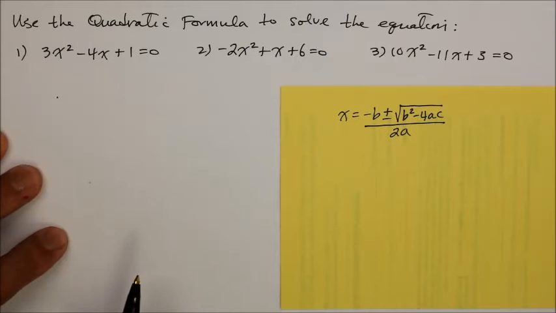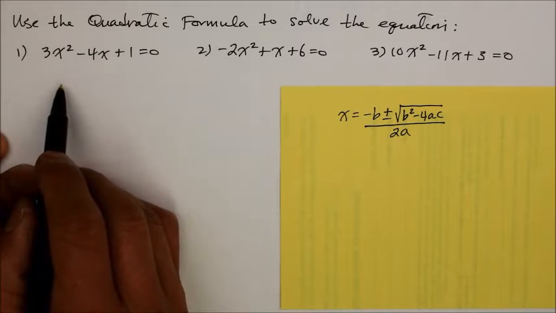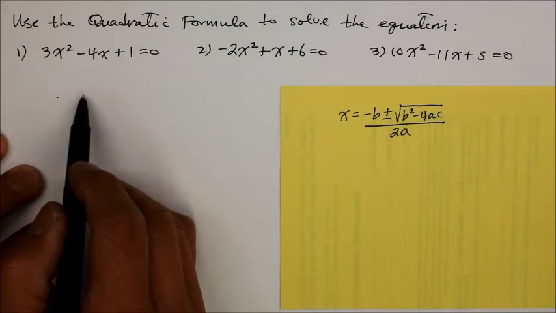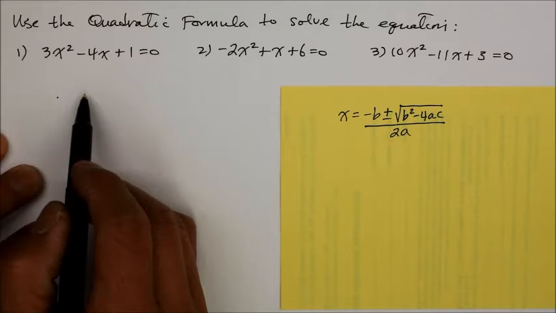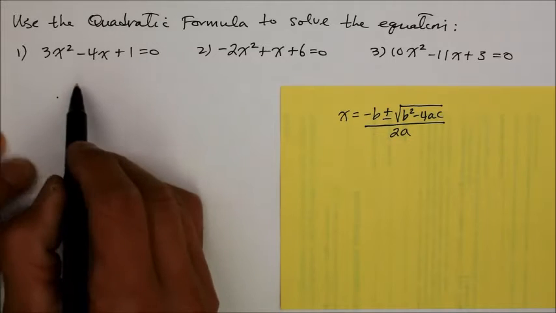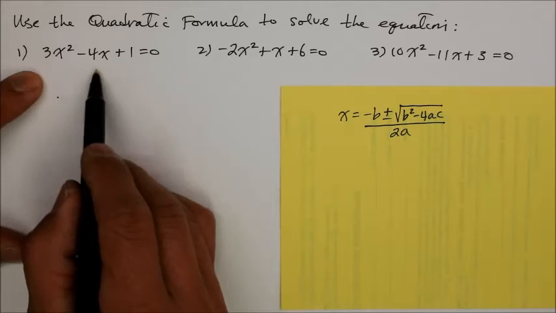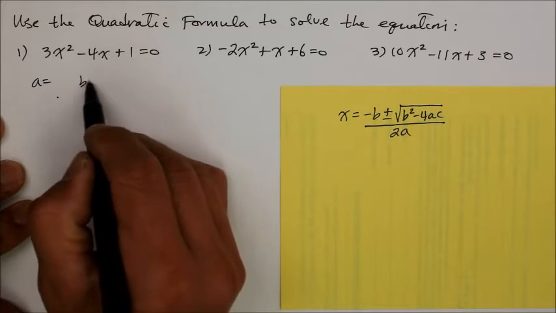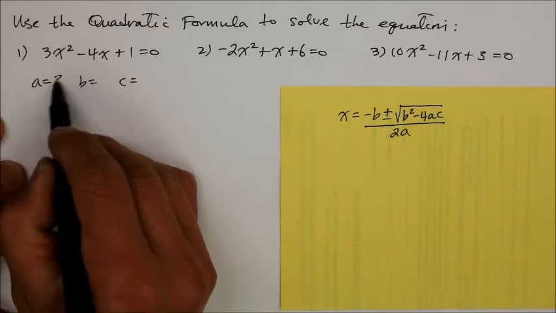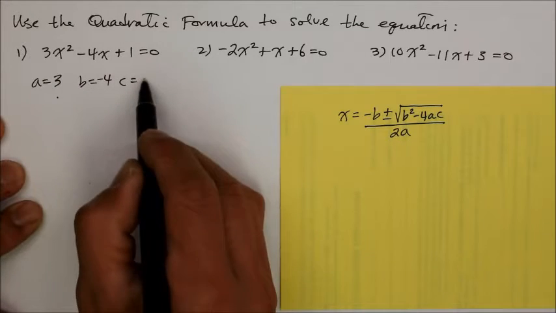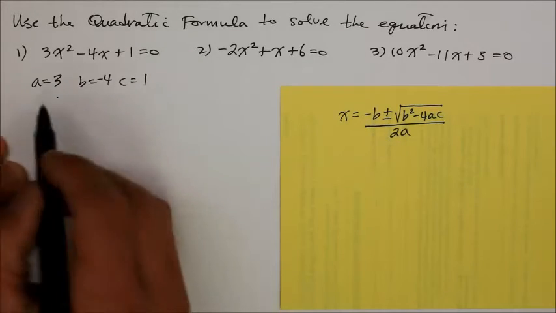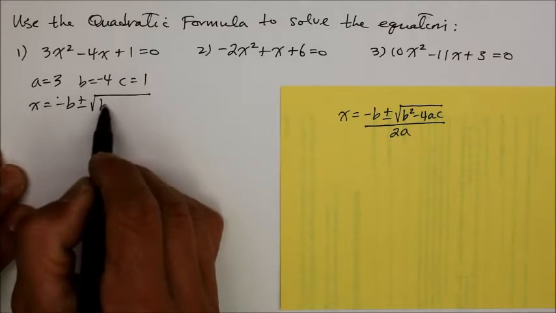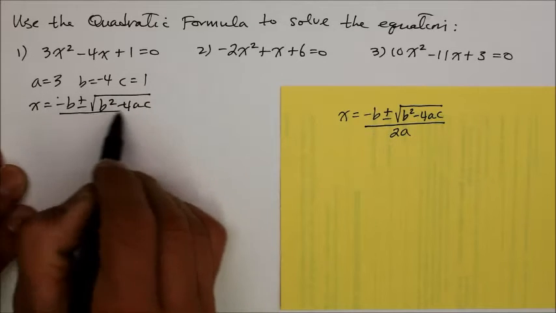Using the quadratic formula, we're going to solve, meaning we're going to find the roots, the x-intercepts, if there are any. In this case, the equation is in standard form, ax squared plus bx plus c. So we're going to identify the a, b, and c. a is 3, b is negative 4, c is 1. So the formula is x is equal to negative b plus or minus the square root of b squared minus 4ac, all over 2a.